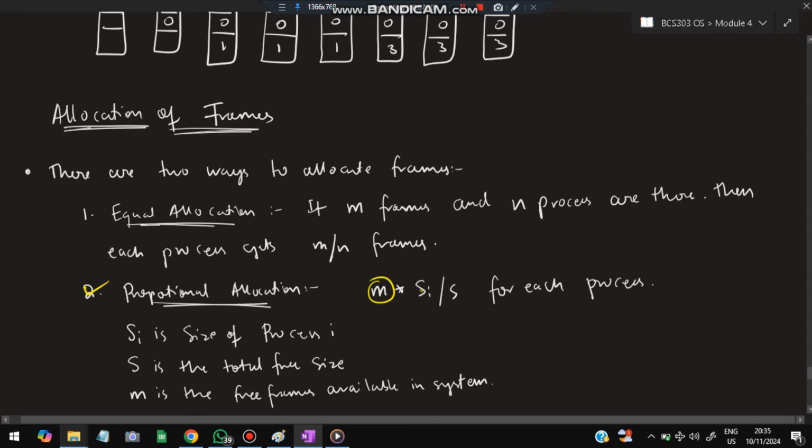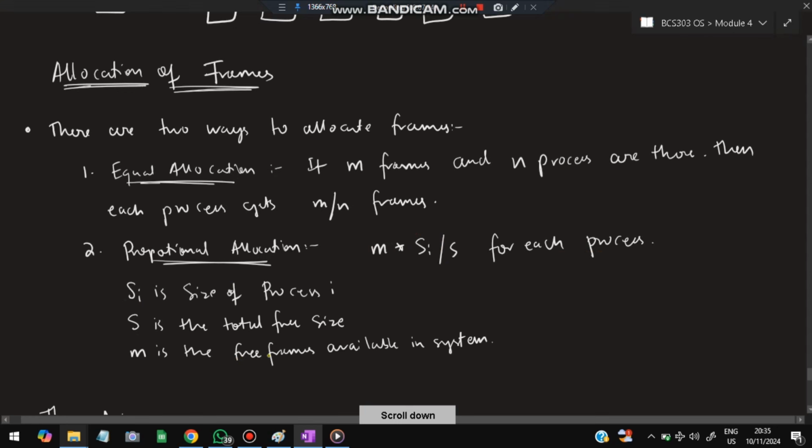Proportional allocation will use this formula: m into si by s for each process. What is m? m is the free frames available in the system. Si means the size of process i, how much size is there for the process i, and s is the total size. Whatever answer I get, that many frames will be allocated to the process i.